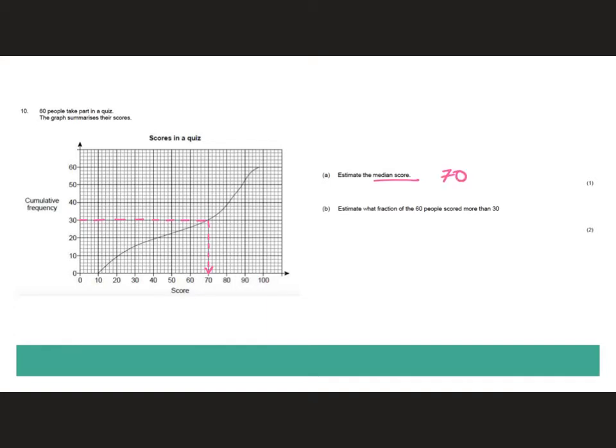Estimate what fraction of the people scored more than 30. So that's interesting, more than 30. Let's find a mark of 30, which is here, and then go across to the cumulative frequency axis. Now, you can see that that coincides with about 15. So 15 people scored, let's say, less than 30.